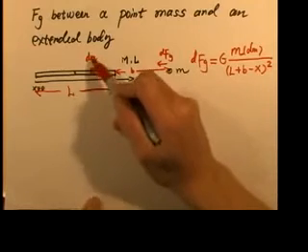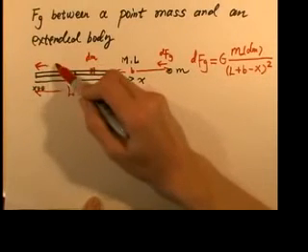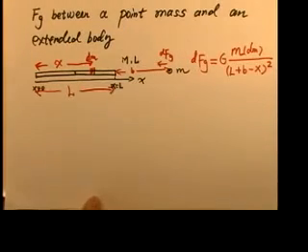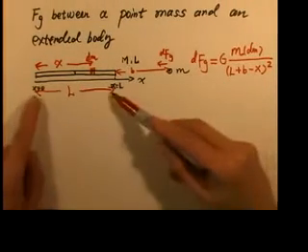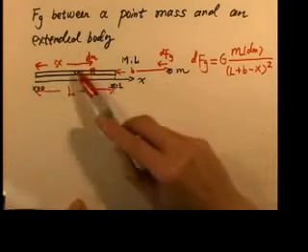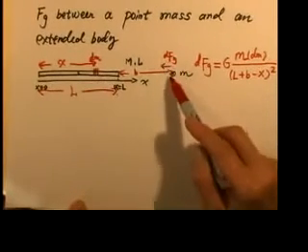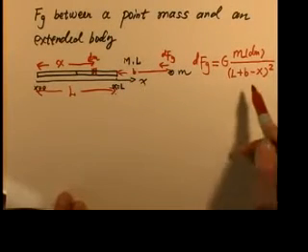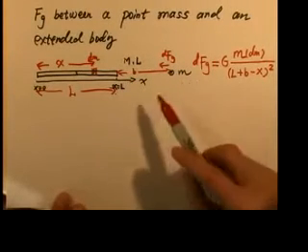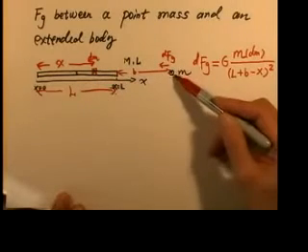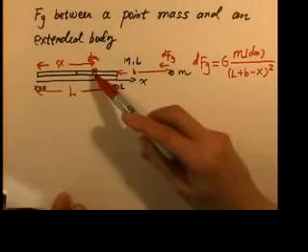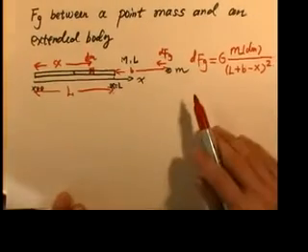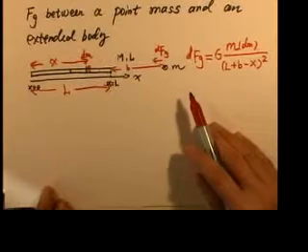Where do we cut this dm? We cut this dm x meters away from the origin of the x-axis. Therefore, L plus b minus x gives us the separation between dm and this mass m. Okay, so we established the force between this dm and this m. How many pieces of dm do we have? As you can see, many pieces, so we have to add all of them.